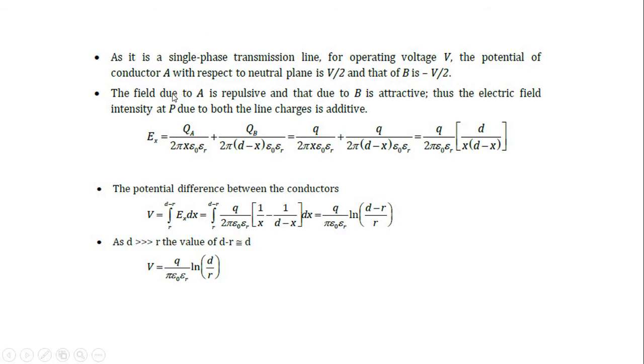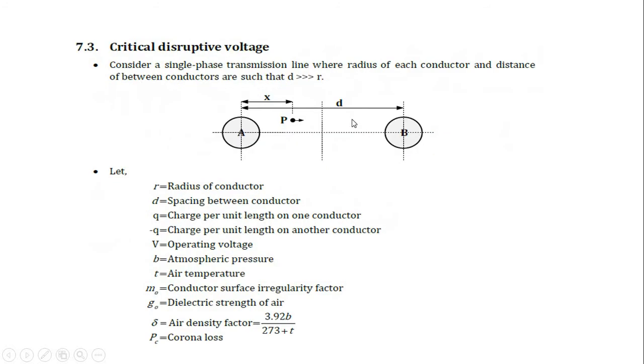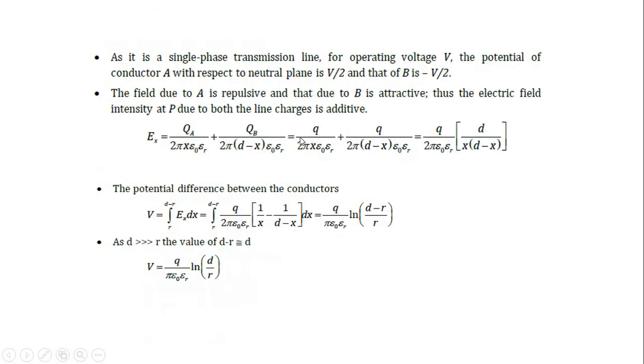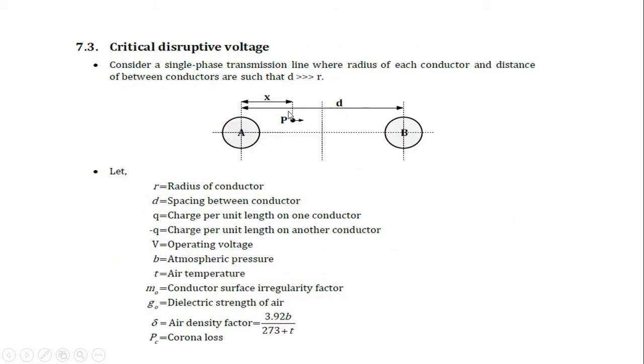Now, the field due to conductor A is repulsive and that due to B is attractive. Thus, the electric field intensity at point P due to both charges is additive. At point P, the electric field due to both charges is additive, so we add them. The electric field due to A and B at distance x at point P is denoted as Ex.